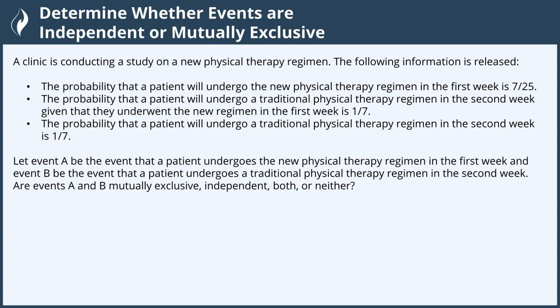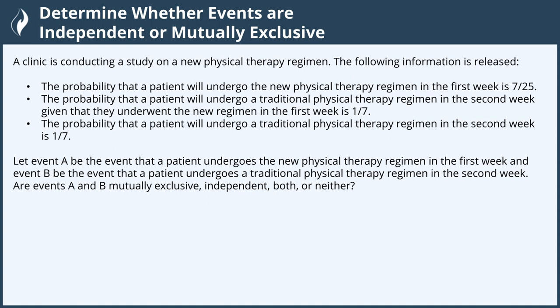The probability that a patient will undergo the new physical therapy regime in the first week is 7/25. The probability that a patient will undergo a traditional physical therapy regime in the second week, given that they underwent the new regime in the first week, is 1/7. The probability that a patient will undergo a traditional physical therapy regime in the second week is 1/7.